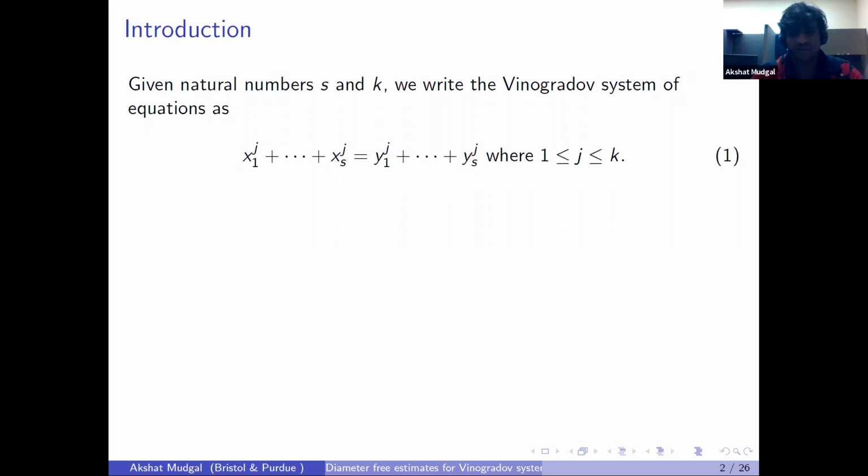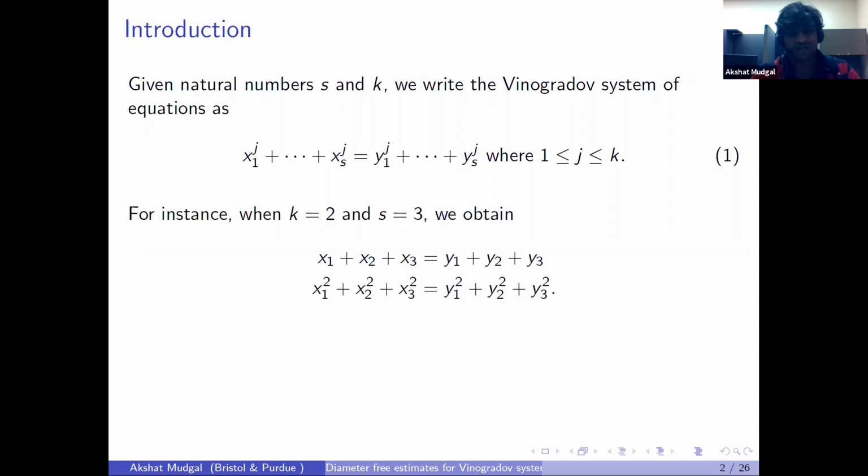A quick example would be, let's say we take k to be 2, so we have a linear equation and a quadratic equation, and s to be 3. So in this instance, we obtain the quadratic Vinogradov system. We have a linear and quadratic equation with 3 variables on both sides. And it's a very nice symmetric system of equations.